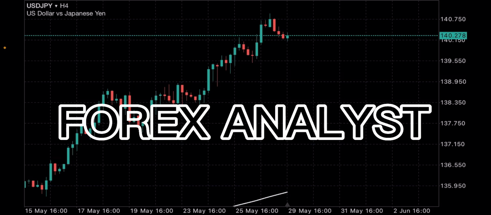So on MT5 we have three different types of charts. We have the line chart, the bar chart, and the candlestick chart. So we'll be focusing on the candlestick chart because it is the most widely used and popular chart because of the tons of information it displays on our screen. So as a beginner, we'll be looking at the types of candlestick and the structure of candlestick. So let's start with the structure of candlestick.